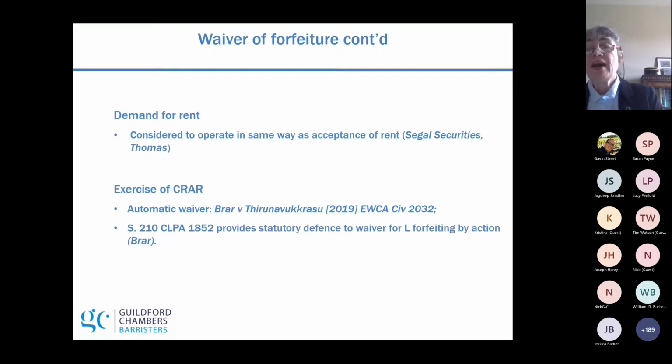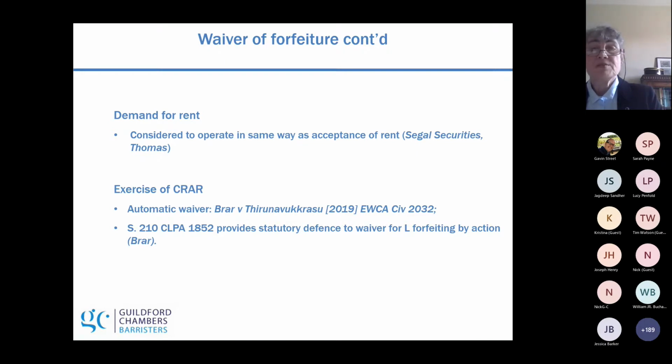A demand for rent has widely and for a long time been considered to be on a par with acceptance of rent, i.e. it is an automatic waiver. Lord Justice Newburgh, as he then was, in the Thomas and Ken Thomas case, stated obiter that this is a classic way to waive the right to forfeit. However, this point has not been decided by a higher court. For example, in the Greenwood Reversions case, the tenant argued that demand equals waiver, but the Court of Appeal found that on the facts it did not need to decide the point and expressly left it open.